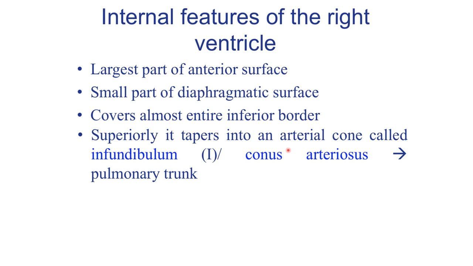But again, the right ventricle covers almost the entire inferior border of the heart. I hope we have already discussed that. But now, if you look at the heart, you find a tapering or cone-shaped surface. This is called the infundibulum or the conus arteriosus, which leads to the pulmonary trunk.